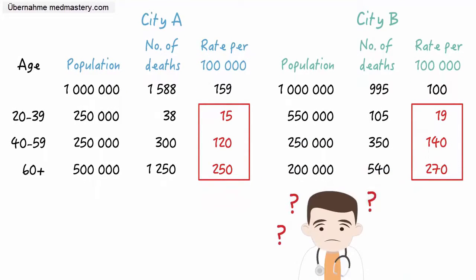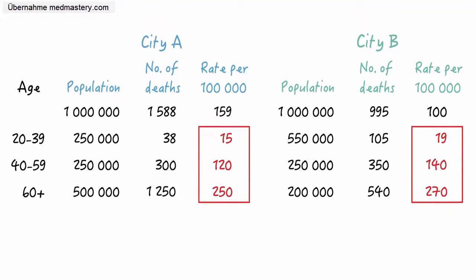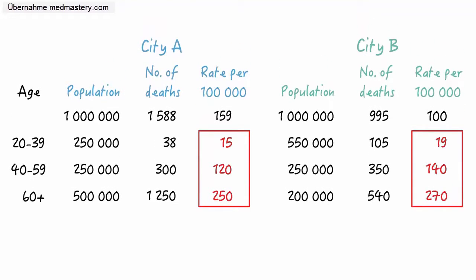So why in the world is the overall mortality rate higher in City A, whereas all age-specific death rates are higher in City B? Well, because of the age distribution. As you can see, City A is way older. 50% are 60 or above. 1/4 is 40 to 59, and 1/4 is 20 to 39.